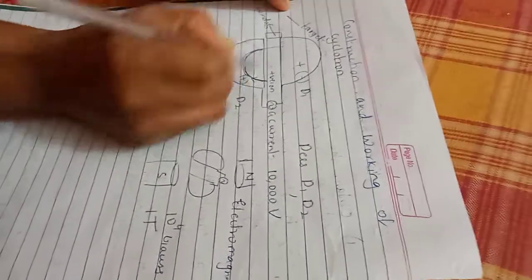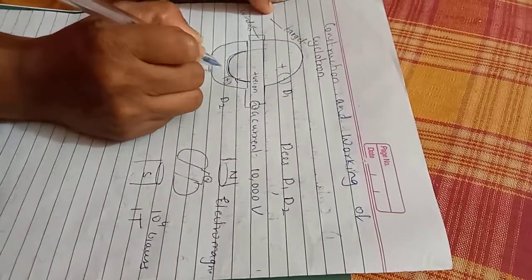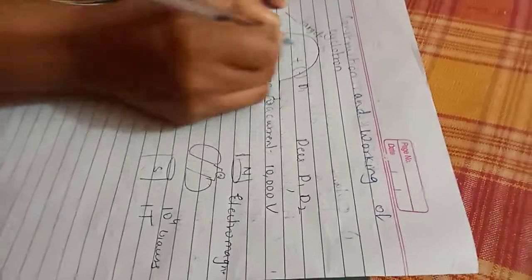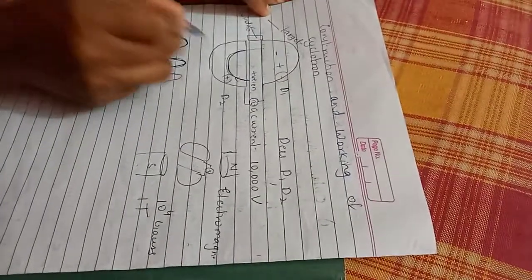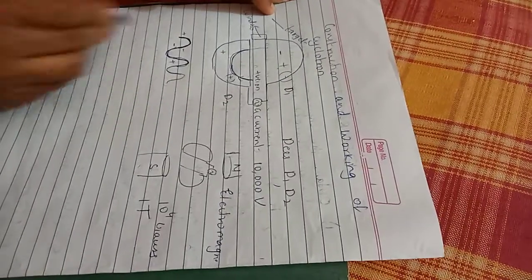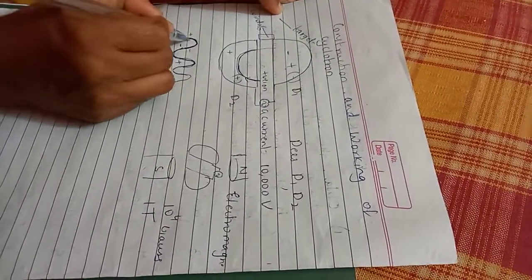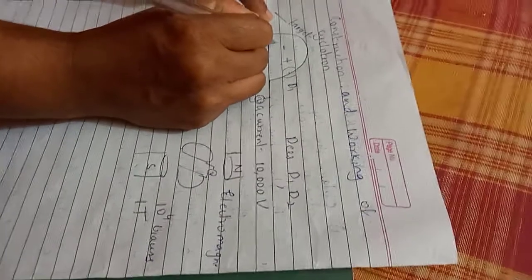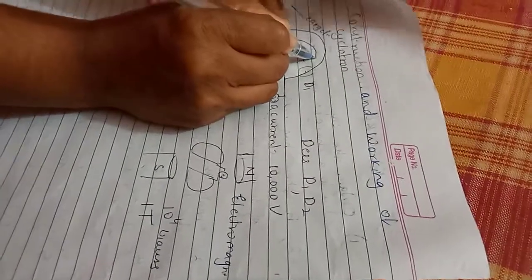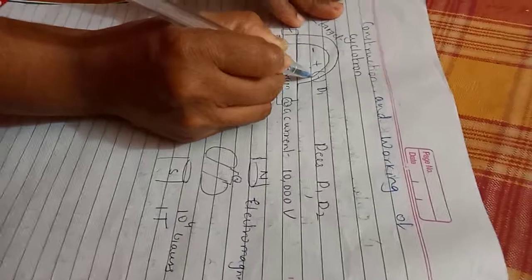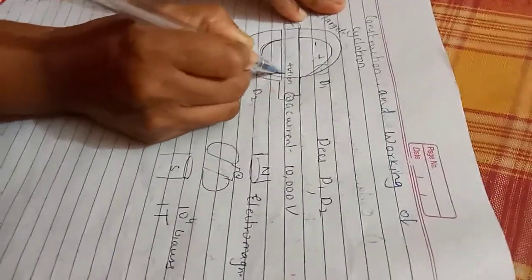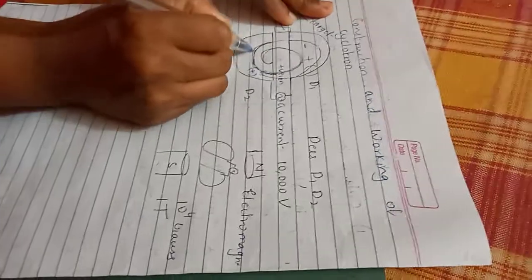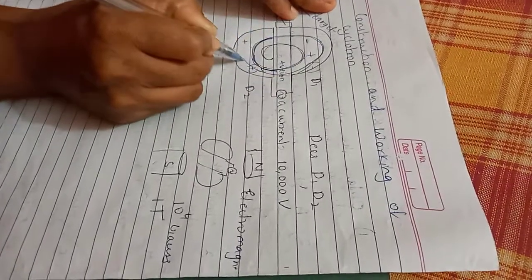When they cover the semicircular path inside D2 and reach the gap between D1 and D2, at that same point, D1 becomes negative and D2 becomes positive. Half cycle complete. Okay. D1 becomes negative, so they get attracted to D1 and trace a semicircular path of still larger radius, students. Trace a semicircular path of still larger radius.